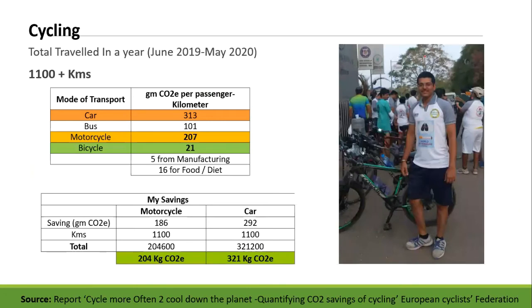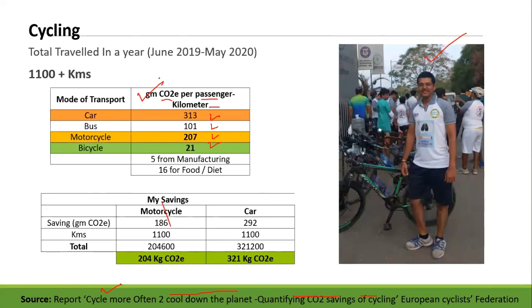This is me cycling. This is a very important activity, and this shows the consumption of, let's say, carbon dioxide equivalent per passenger kilometer. I have taken this from the report of the European Cyclists' Federation. The report is 'Cycle more often to cool down the planet: quantifying CO2 savings of cycling'. According to them, this is the CO2 equivalent for car, bus, motorcycle, and bicycle.